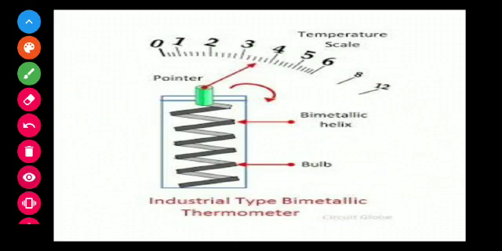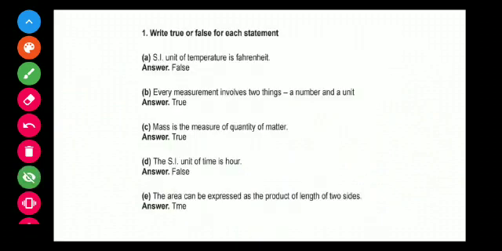Next, there are some questions. First question is, write true or false for each statement. SI unit of temperature is Fahrenheit. Wrong, because the SI unit of temperature is Kelvin.